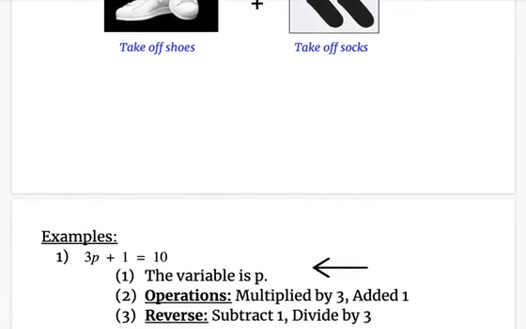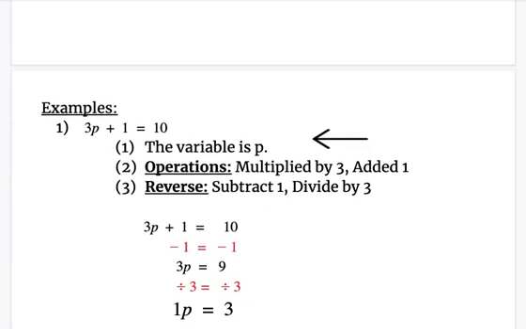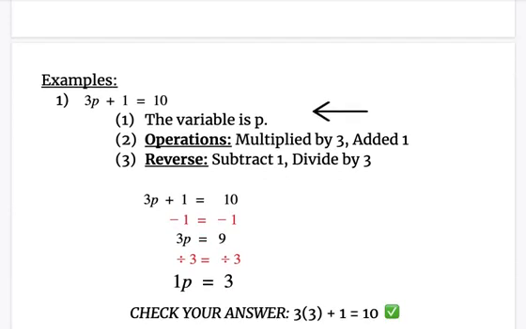So, similarly, for a two-step problem, you're going to have to do the same thing. In this problem that you're going to write down in your notebook, 3p + 1 = 10, we first have to find the variable. The variable is usually a letter, but it can be any kind of symbol that's representing an unknown amount. And in algebra, it's usually a letter. So in this case, the variable is p. We found the variable. It's right there.